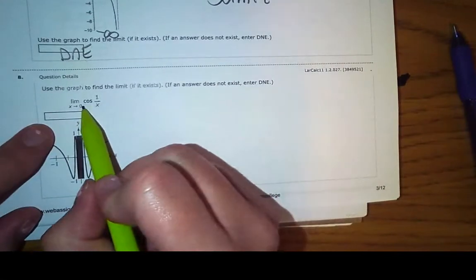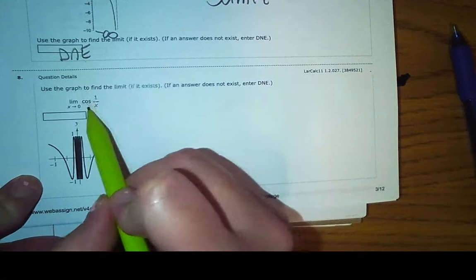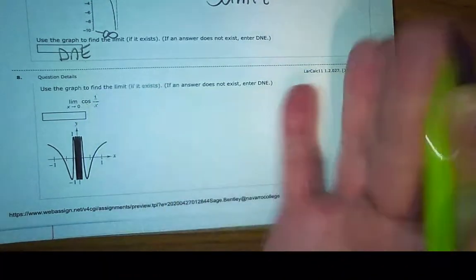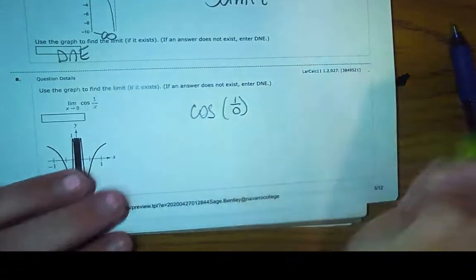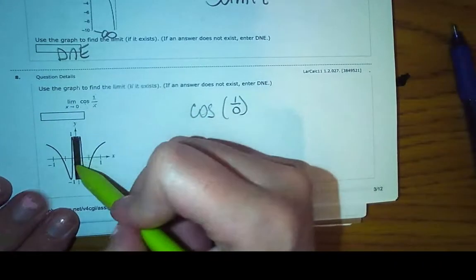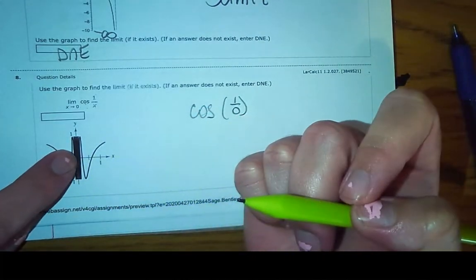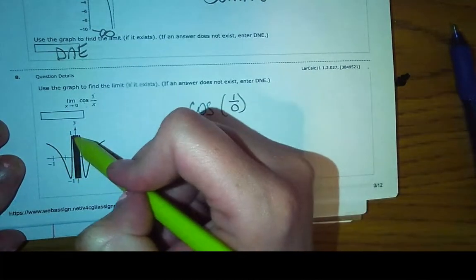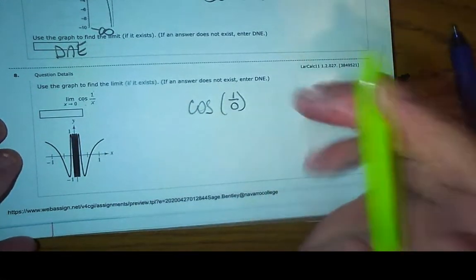Okay, so now let's look at this one. We've got the limit as x approaches 0 of the cosine of 1 over x. Try direct substitution. That's going to give me the cosine of 1 over 0, which is undefined. So look at this weird thing that happens. As I get closer and closer to an x value of 0, this thing bounces back and forth between positive 1 and negative 1, and it does it quickly.